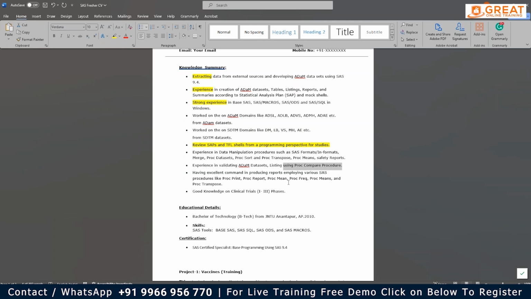And apart from that, having excellent and commanding procedures for reporting of various SAS procedures. Okay, so don't use proc print, because we never use proc print in real time. Try to avoid it, and write programs saying procedures like proc report, proc means, proc freq. Writing proc means one more time is not required.